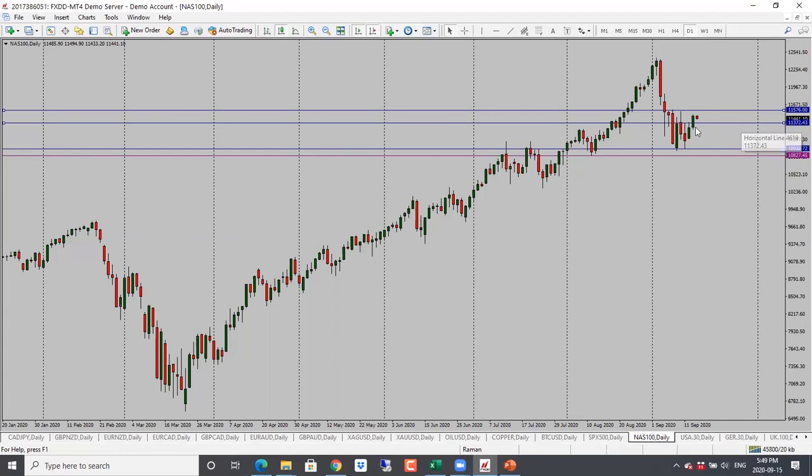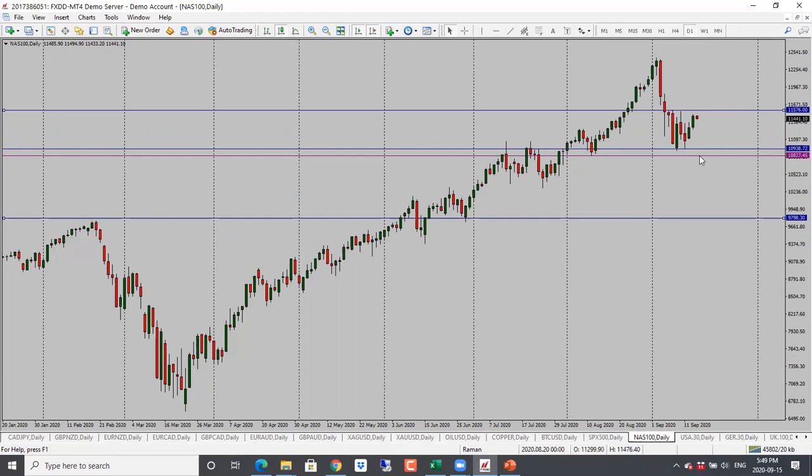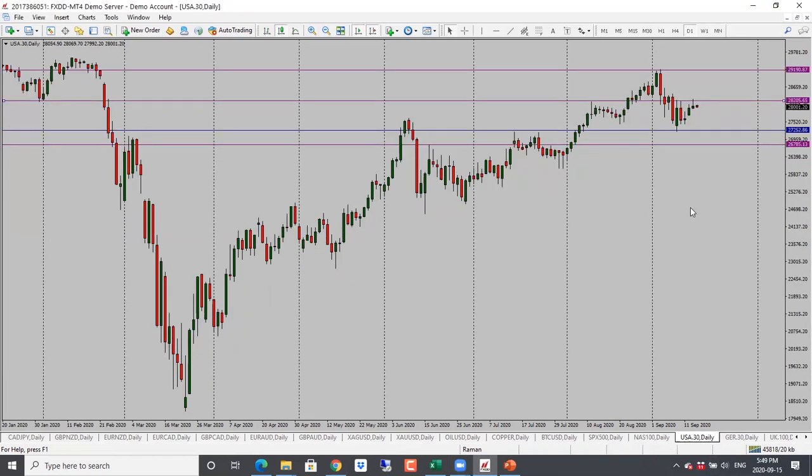NASDAQ here, NASDAQ did go through this resistance, and overall though it's still trading in a range. Now it could go higher into 11,580 and then drop. So still range bound here. So neutral bias for this one as well. As long as it holds below 11,580, I'm still looking for a move back towards the middle and the bottom of the range.